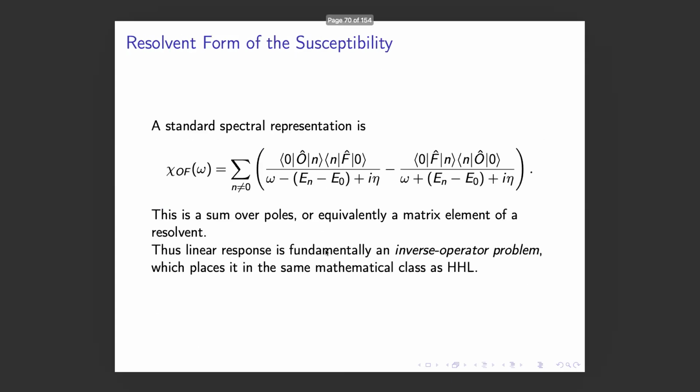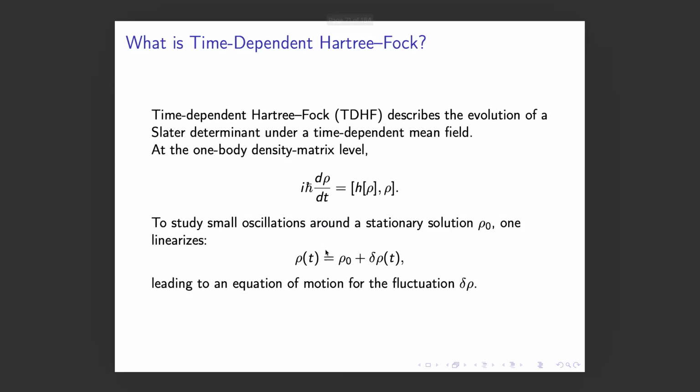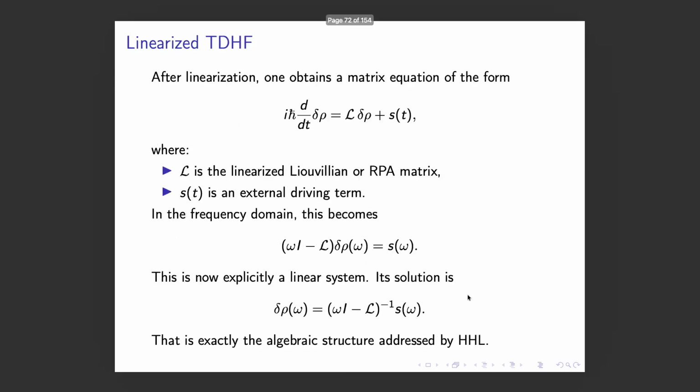I wanted to also bring up a little bit of technicality. There is also a method called time-dependent Hartree-Fock, which some of you have encountered, and that describes the evolution of a mean field through a Slater determinant on the time-dependent mean field. And then you can set this up at a one-body level, and you're studying the solutions around a stationary problem, and that leads to an equation of motion for the fluctuation delta rho.